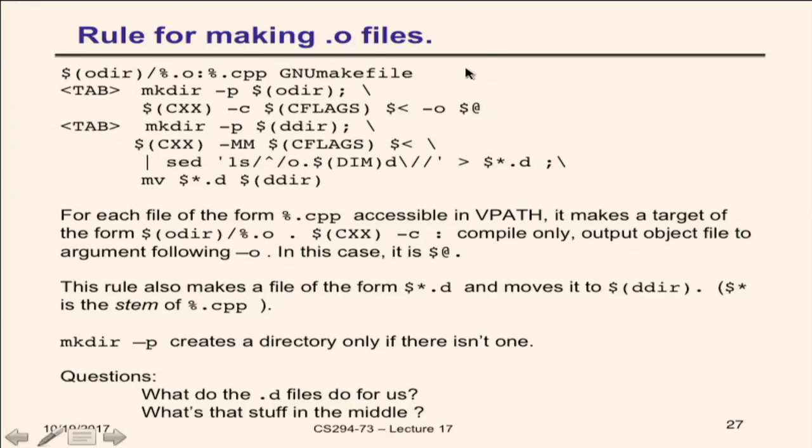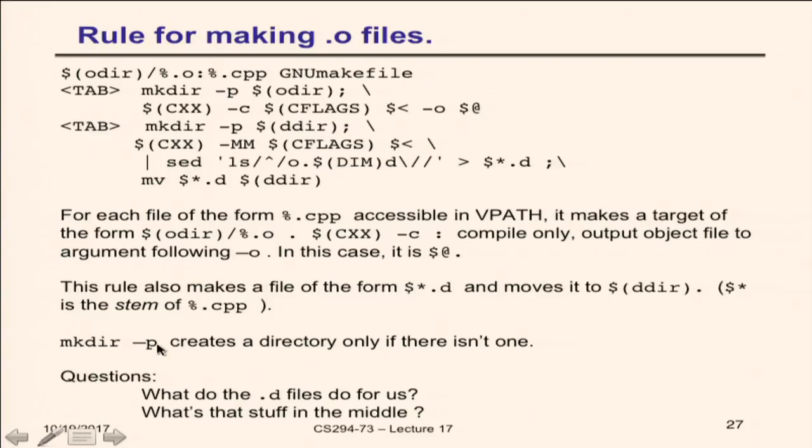That's what $@ is. Now, this rule also makes a file of the form $*.d. $* is the stem of %.cpp, and moves it to the $directory. So I'm making a .d file and moving it to the d.2d directory. So that's what making the .d file is. This is what generates it and sends it to standard out. Then I have something that looks very odd here, and then redirects that into .d and then moves it.